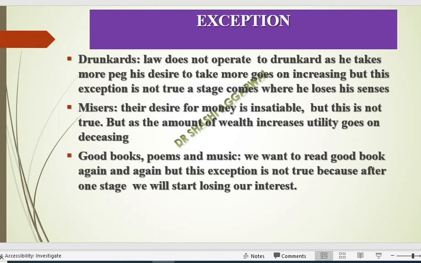We want to read a good book and poem, and listen to music again and again. But this exception is not true because if we are reading one book every time or listening to one song every time, the utility derived from it goes on decreasing. So this exception is also not true.